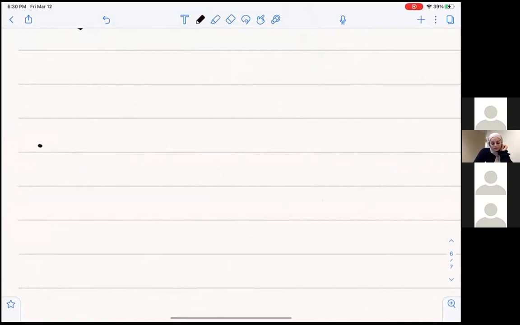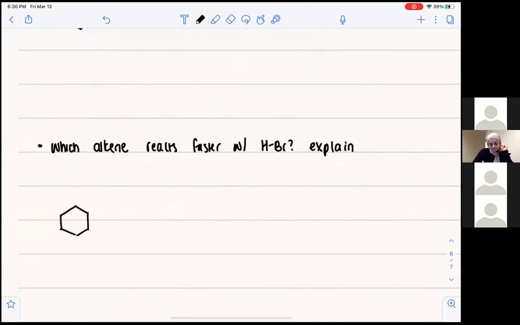Let me ask you guys a question. Which alkene reacts faster with HBr? Explain. Here we have the first one. A or B?